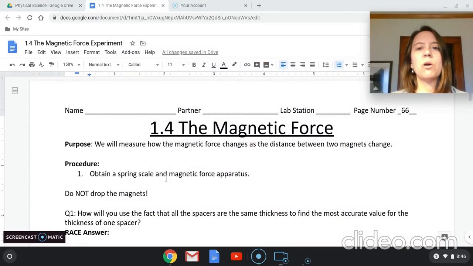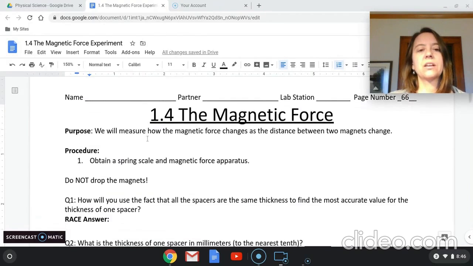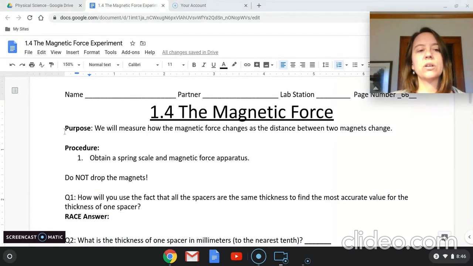So please take a moment and go to Classroom and open up the 1.4 Magnetic Force Experiment Google document, and then it should look like this. So 1.4, the magnetic force. The purpose: we will measure how the magnetic force changes as the distance between two magnets changes. And then let's get started with our procedure.